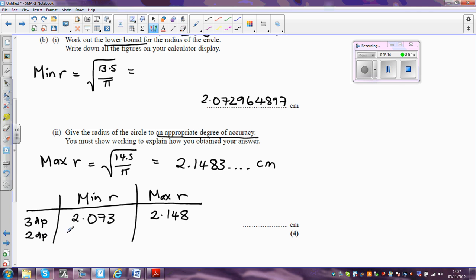If we go to 2 decimal places, the minimum radius is 2.07 and the maximum radius is 2.15. So the radius to 2 decimal places is somewhere between those two. If we now go to 1 decimal place, the minimum radius is 2.1, and the maximum radius to 1 decimal place is also 2.1. So we can say for sure that the radius of this circle is 2.1 centimetres to 1 decimal place, because if it's anywhere between those two values, it will also round to 2.1 centimetres.